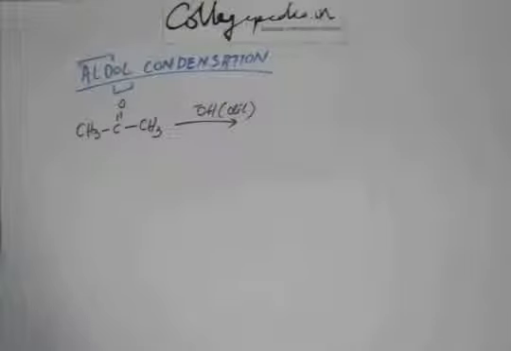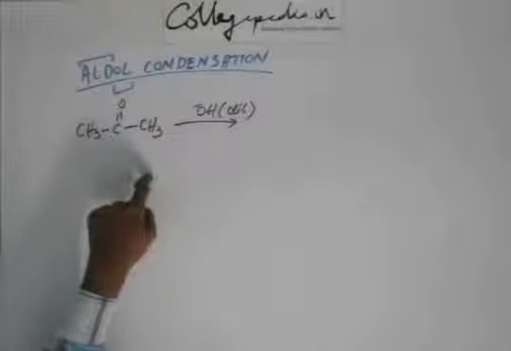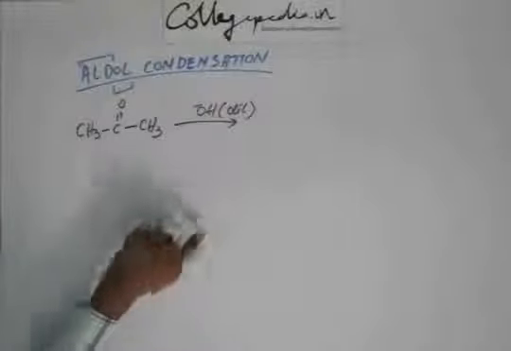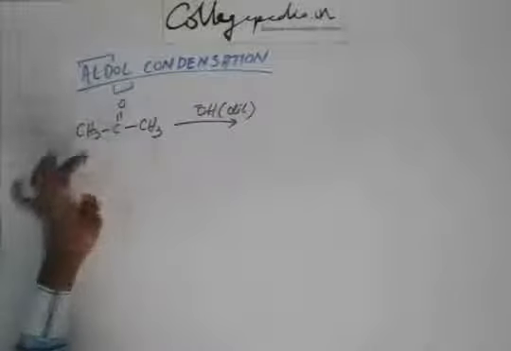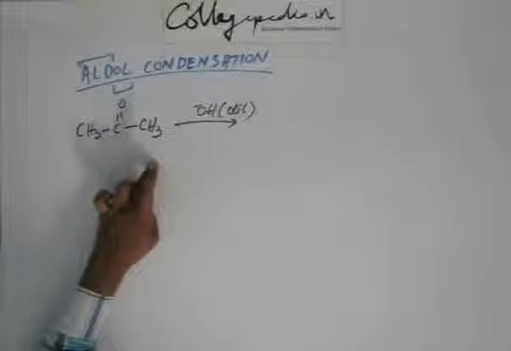Now I have used a base. KOH is a base. NaOH is a base. Now this base will do nothing but abstract a proton, will abstract an H plus atom. H plus is nothing but a proton. Fine. Now there are two sites. Both the sites are alpha sites.